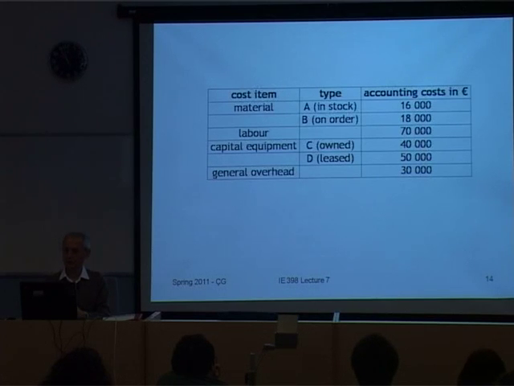part of LOD personnel. The capital equipment, two types of machinery are used, C and D equipment. C is already owned by LOD, and the accountants estimated its depreciation, the cost to be charged to this project, as 40,000 euros. D is going to be leased, and the leasing cost is 50,000, and general overhead for this project is again estimated as 30,000.